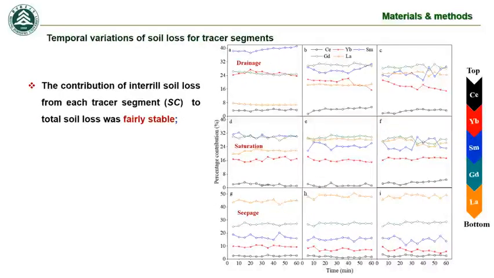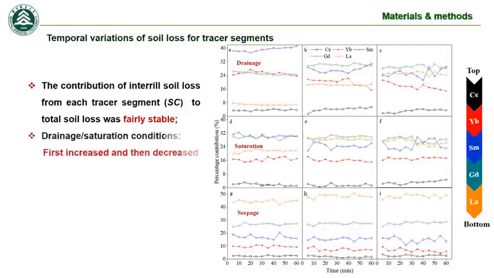The contribution of interior soil loss from each tracer segment was fairly stable. The contribution from the CE segment was the smallest, ranging from 0.4% to 5%. Due to the limited runoff, the particles pre-detached by raindrop splash could not be transported to the outlet. For the drainage condition, the average contribution first increased and then decreased. But for the seepage condition, it continuously increased.